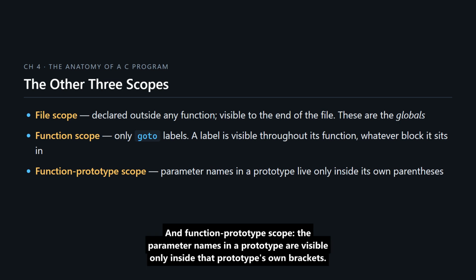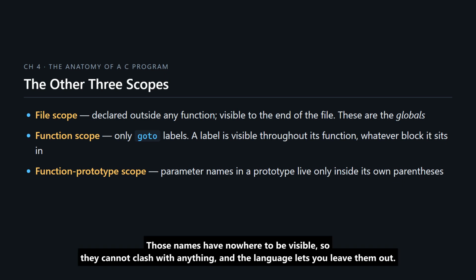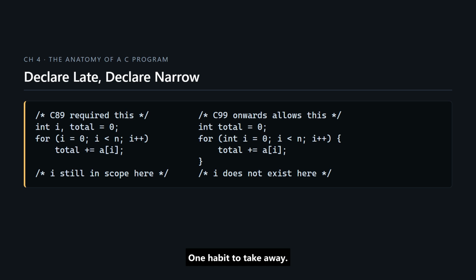And function prototype scope, the parameter names in a prototype, are visible only inside that prototype's own brackets. That is the answer to the puzzle from the last lesson. Those names have nowhere to be visible, so they cannot clash with anything, and the language lets you leave them out. One habit to take away.